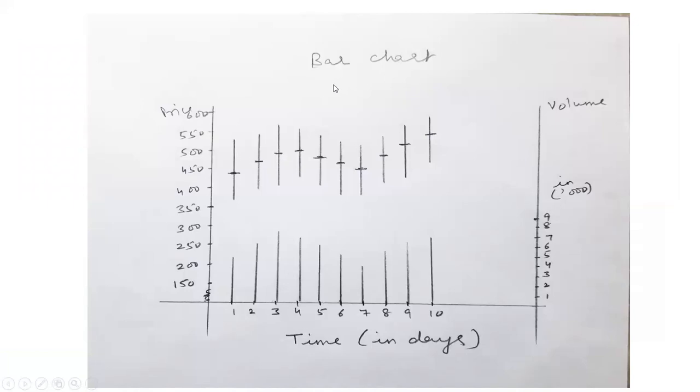This is a bar chart where prices as well as volume are depicted. This kind of chart will have two y-axes. On the x-axis, we have taken time in days. On the left-hand side, the y-axis depicts the price of the share, and on the right-hand side, the y-axis shows the volume of transactions.